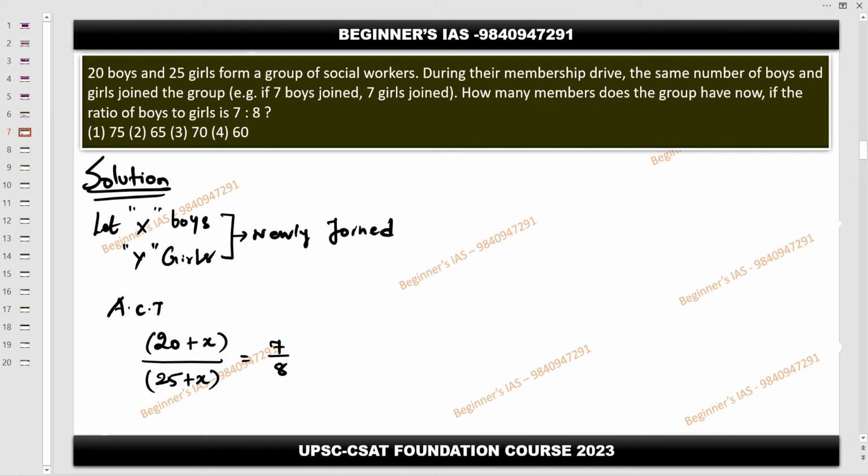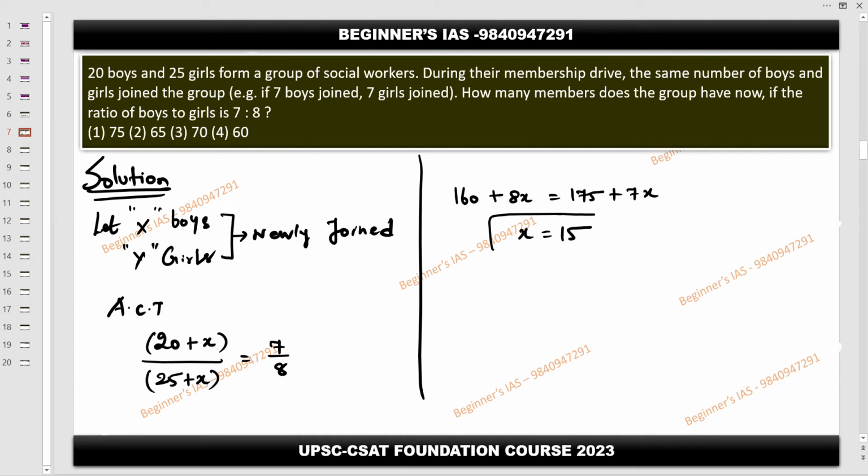So now you need to find out the value of X. So then cross multiply here. 160 plus 8x is equal to 175 plus 7x, then x is equal to 15.